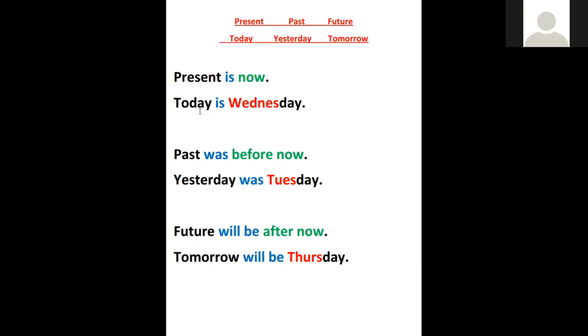Past, present, and future. Okay. You know, present is today, past is yesterday, and future is tomorrow. So present is now. Today is Wednesday. Today is Wednesday, present. Past was before now.